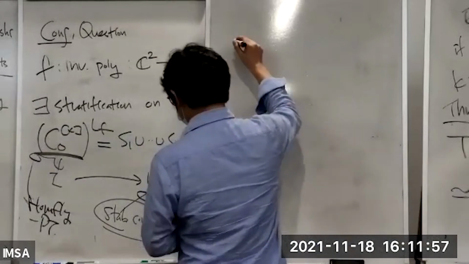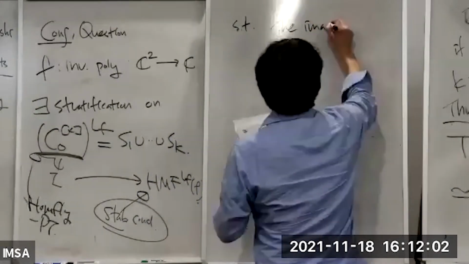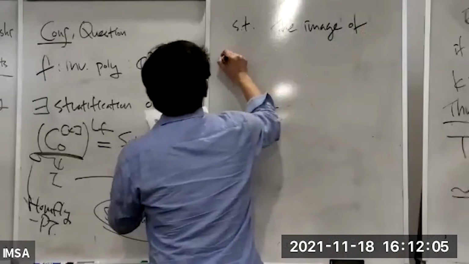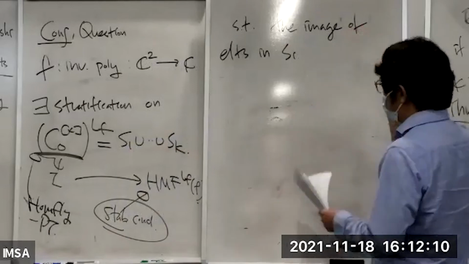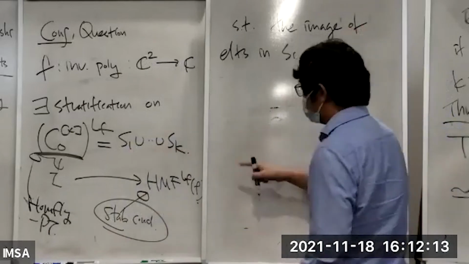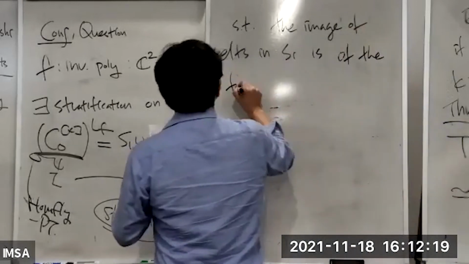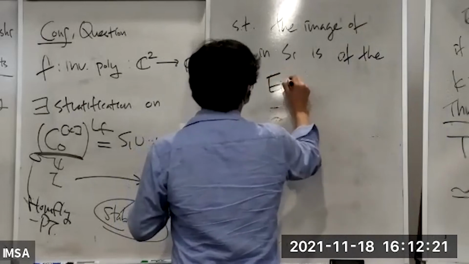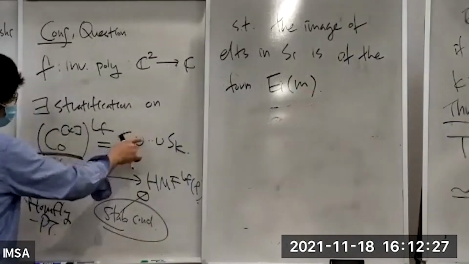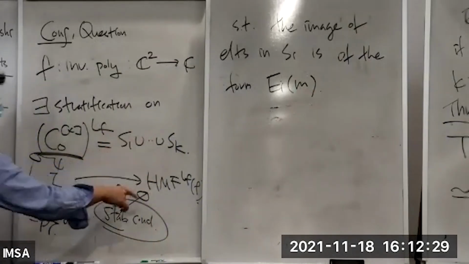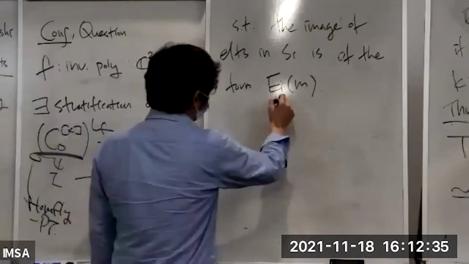And such that, in any case, the image of elements in Si, if I choose one stratification and choose an element here and consider the image, then this is of the form I, and there's a grading shift here. So every element here maps to here, and the image should be of this form. And we conjecture that this has a nice form.